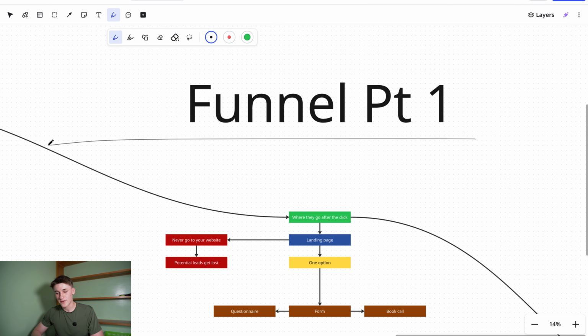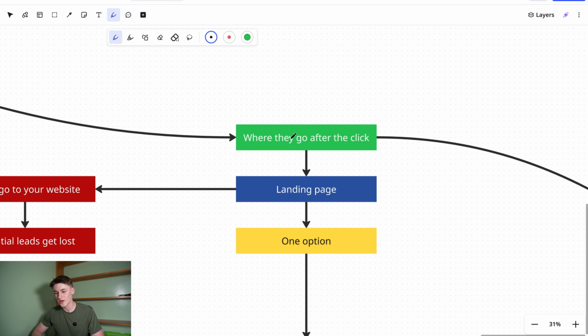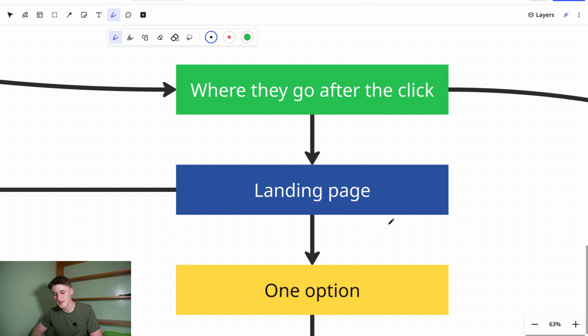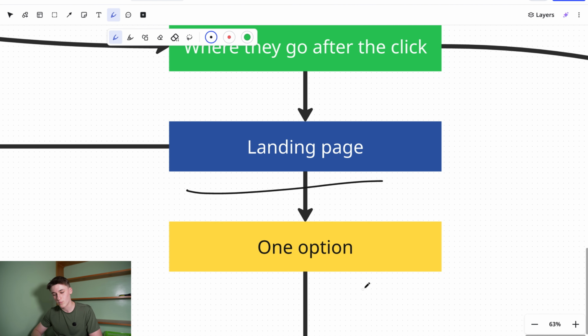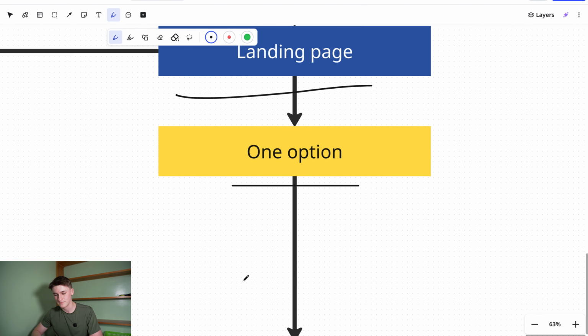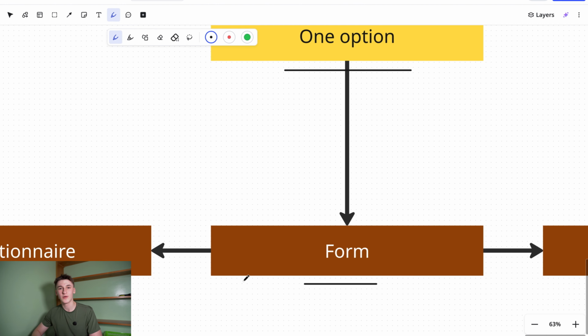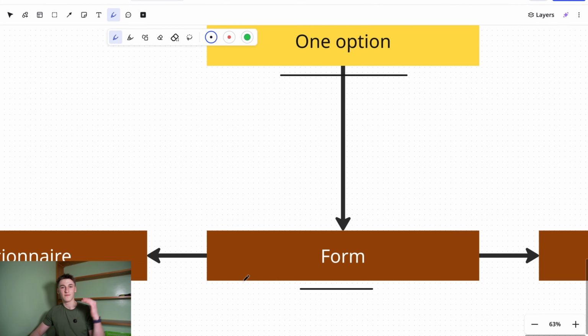So next we have funnel part one. Where do they go after the click? Now this is really important. They don't go to your brand new, stylish, updated website. We send them directly to a landing page, a one action idea. They have one option, one thing to go for. So it could be a form. You could send them to a landing page. You have text, you have a video there, you have information about what it is that you do.